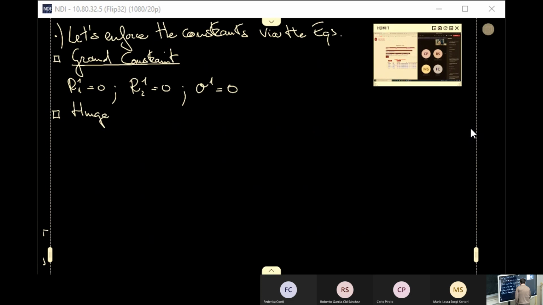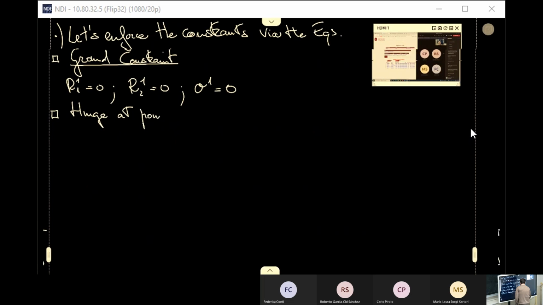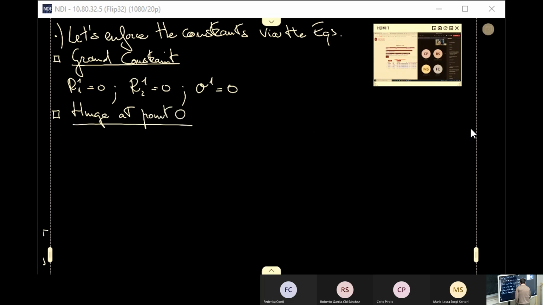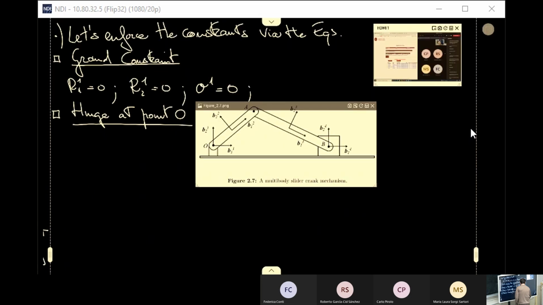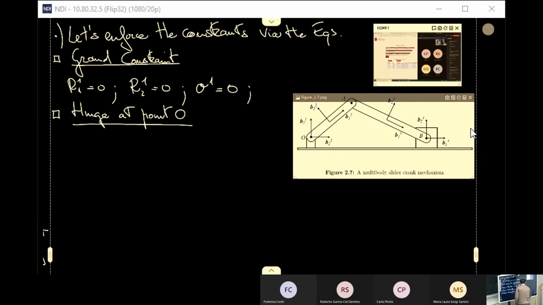Now we have a hinge at point O. How would you enforce it? If you look at the picture, we can always have it here as well, just for helping us out. We have a hinge at O. We already saw how to do it, yesterday or 2 lectures ago.